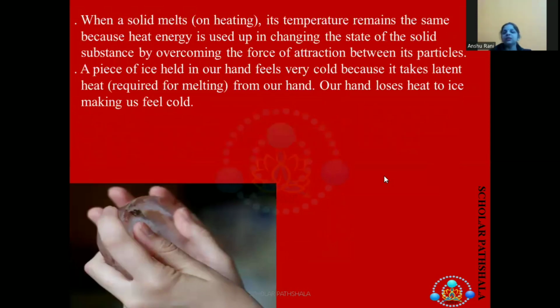When a solid melts, its temperature remains the same because of this latent heat of fusion, right? Like you have a piece of ice and you have just ice cold water. The temperature of both is 0 degrees Celsius, but ice at 0 degrees Celsius cools more as compared to water at 0 degrees Celsius, because it contains extra latent heat of fusion in it.